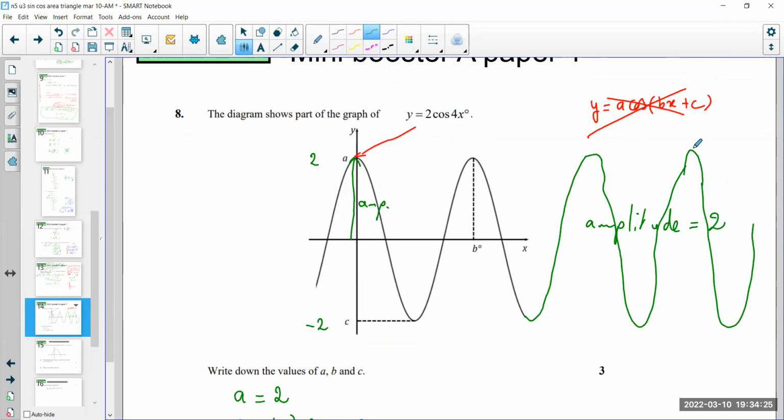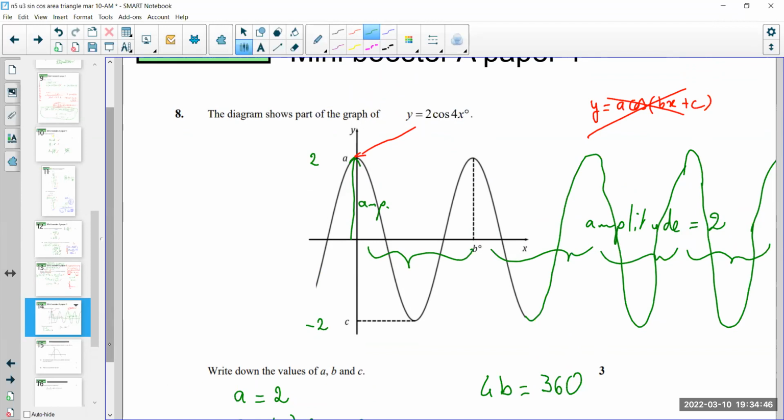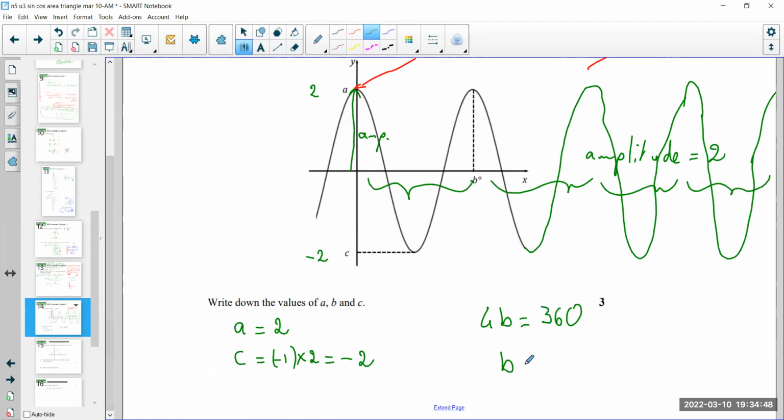1, 2, 3. I need to go one more. 4. So I've got 4 of these within 360. That plus the same, plus the same, plus the same, 4b equals 360. What is b? Is it 90? 360 divided by 4.